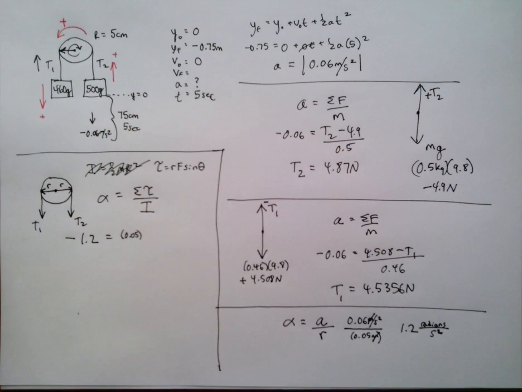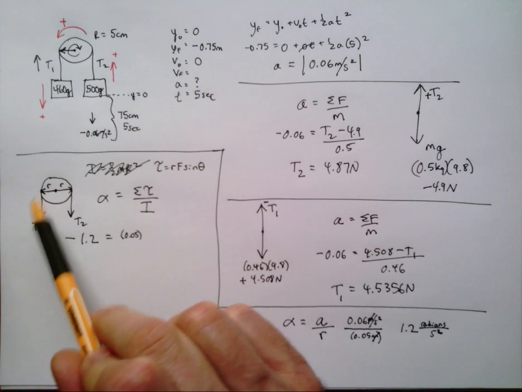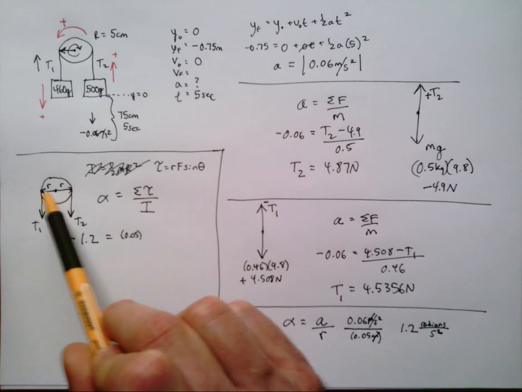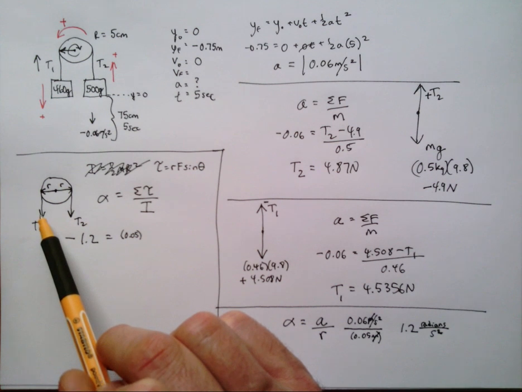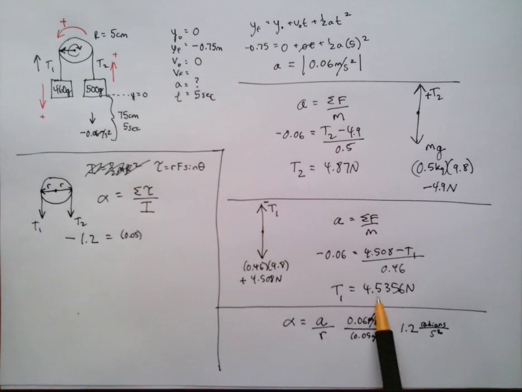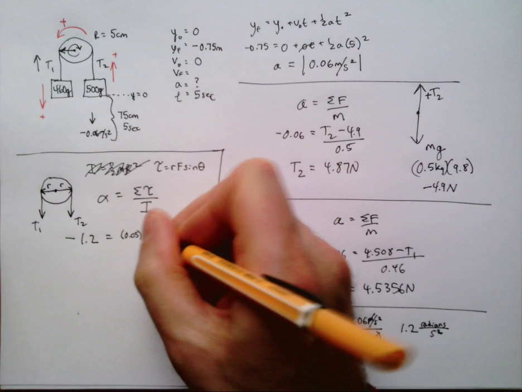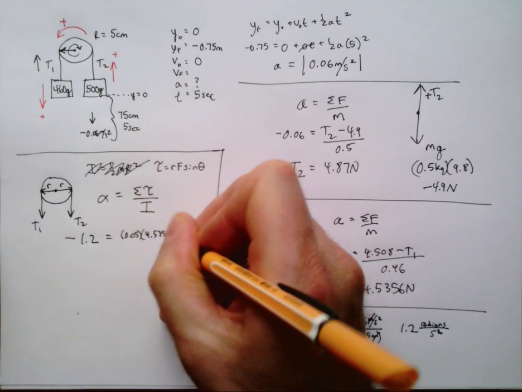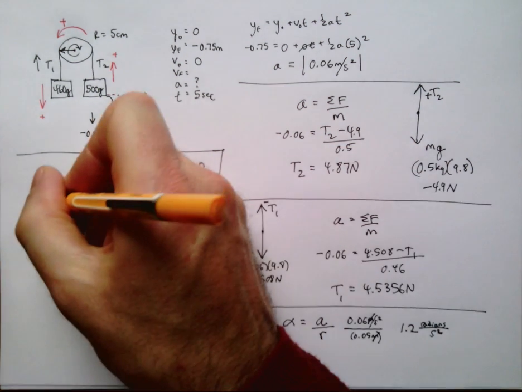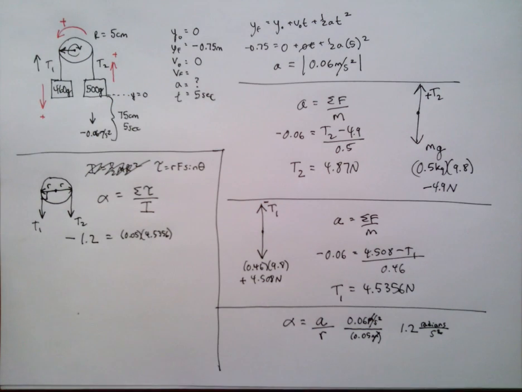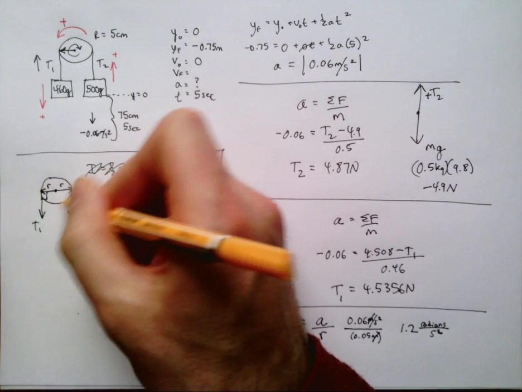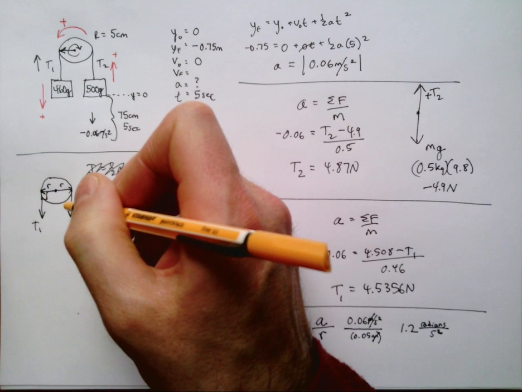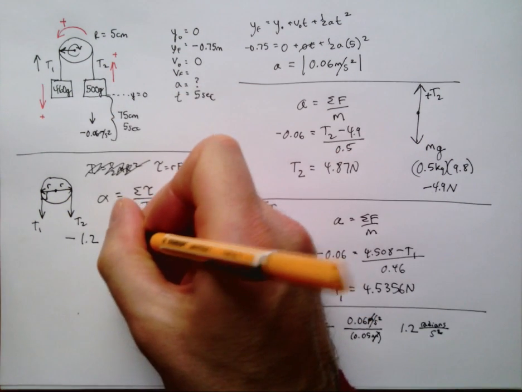So now we can get back to it, where I'm calculating the torque due to T1. So the radius is 0.05. The actual magnitude of T1 is 4.5356. The angle, that's a 90-degree angle there, and the sine of 90 is 1, so I'm not going to bother writing that down. And finally, T1 would have a tendency to make this thing rotate counterclockwise. So that is a positive torque.